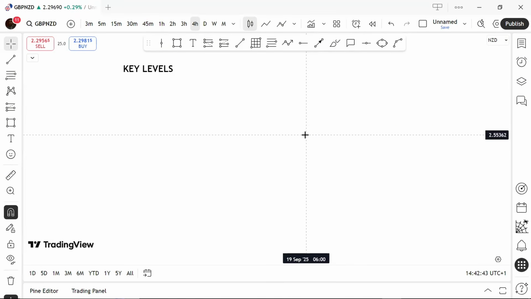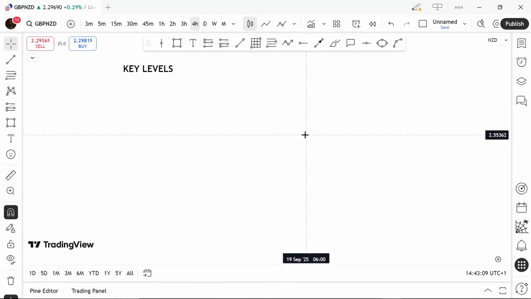This particular video will be talking about key levels. It will be a three-episode video. Episode one, which is this one right here, is the introduction to key levels, that's how to identify key levels. The second episode will be how to identify high probability key levels. The third one will talk about key level refinement.